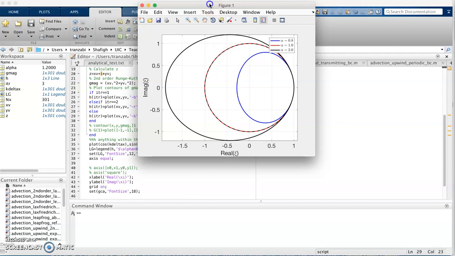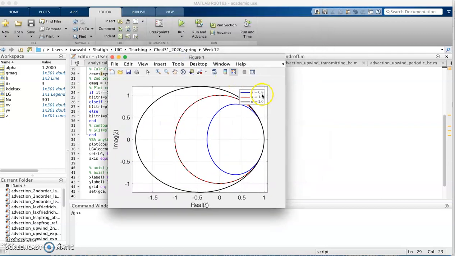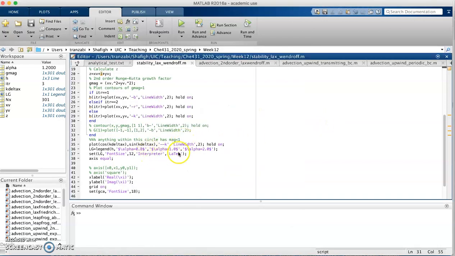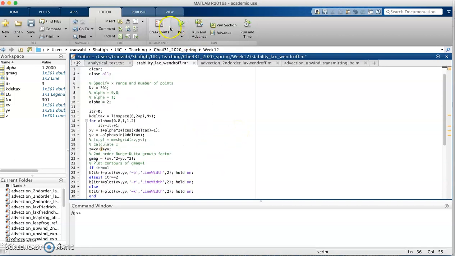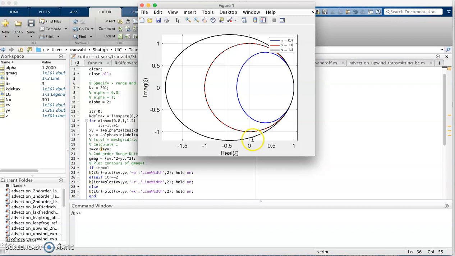So we get this graph for 3 different alphas, alpha 0.8, 1, and 2. I think that might be a typo. This should be alpha equals 1.2. So let me just fix that. So it has to be 1.2. Okay.